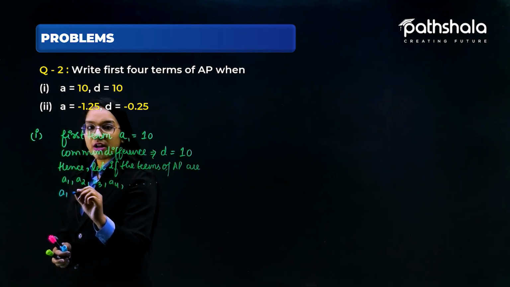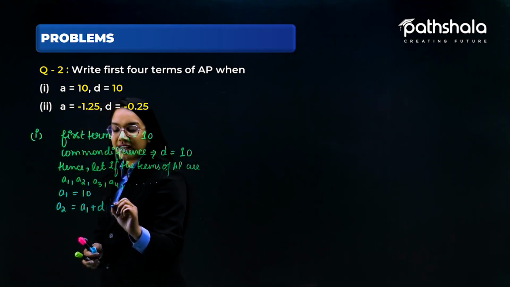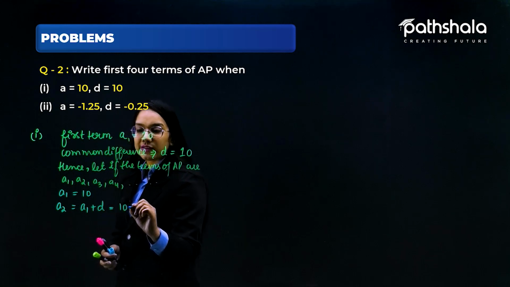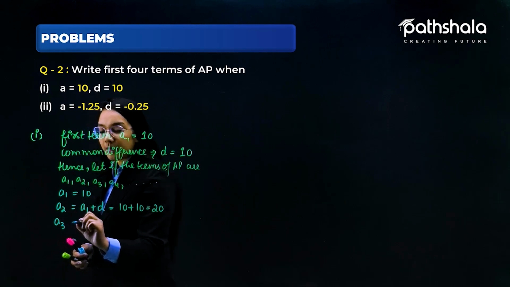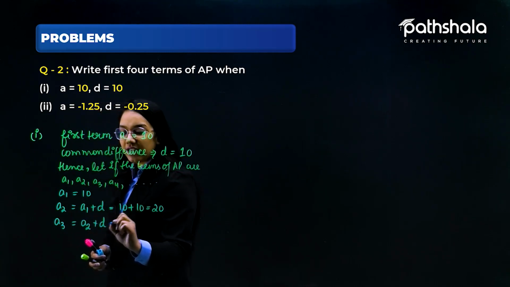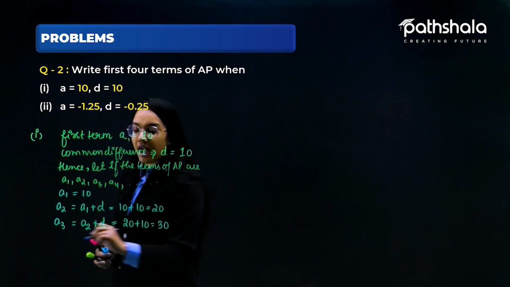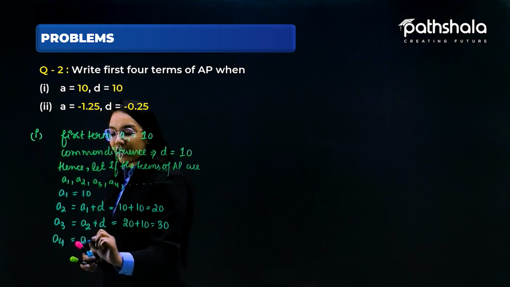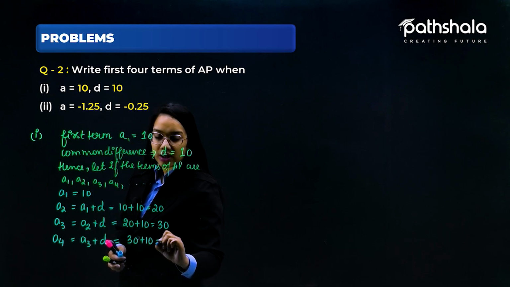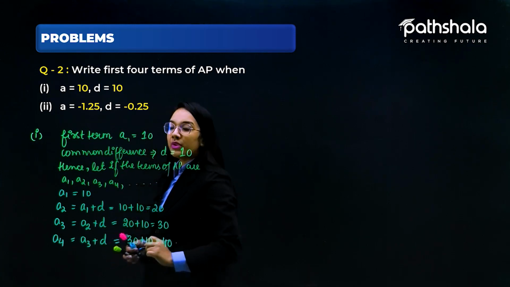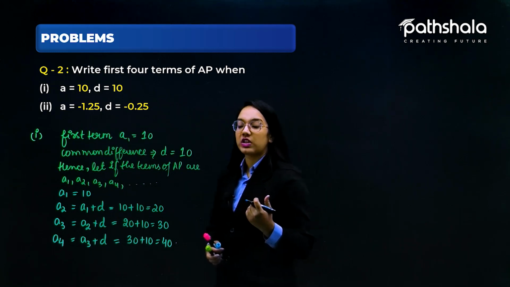This means if a1 is 10, then a2 would be a1 plus d, which is 10 plus 10, which is 20. Further, a3 would be a2 plus d, which is 20 plus 10, which is 30. And a4 would be a3 plus d, which is 30 plus 10, which is 40. So a1 is 10, a2 is 20, a3 is 30 and a4 is 40.